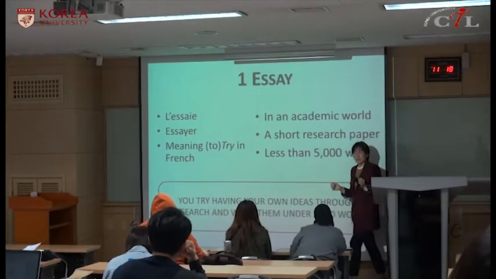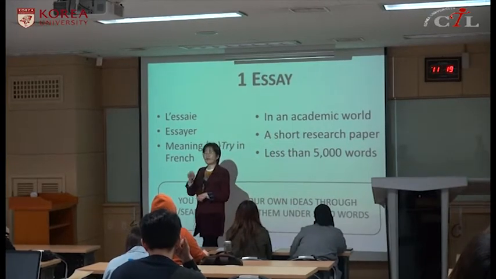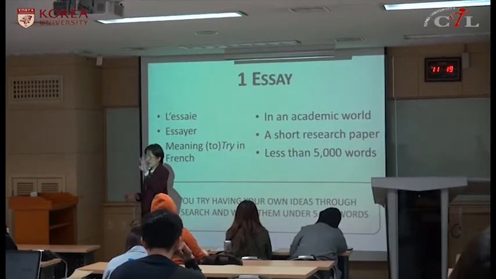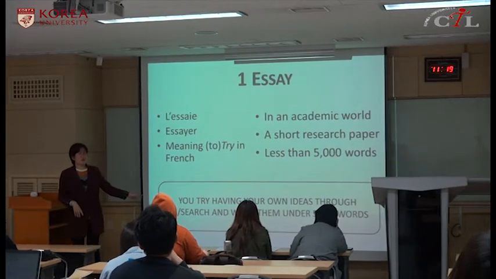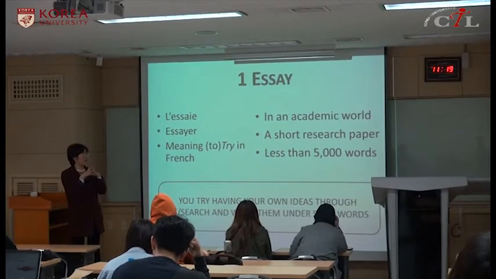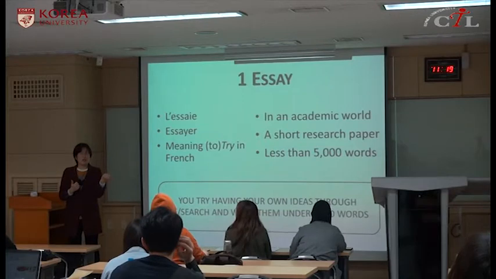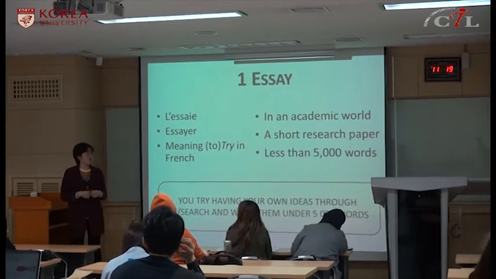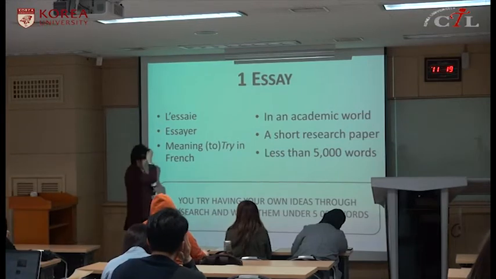The journal article is normally between 7,000 and 8,000 words, and sometimes it goes over 10,000 words. But if you write the essay, it's a short paper, and normally it's 5,000 words. So the one essay you write is 500 words, and another one is 3,000 words, right? Okay.